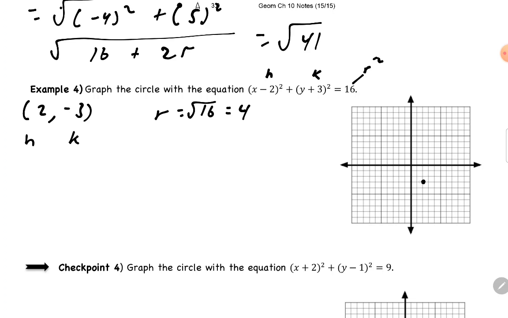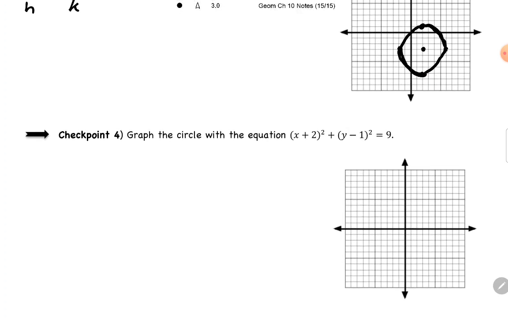So this is kind of how I do it. I start from my center and go up 4, make a dot, go back to my center, go right 4, make a dot, and then go back to the center, go to the bottom 4, and then left 4. And then I do my best to make a circle. So make sure your circles are curvier and less like eyeballs, I guess, if you can.